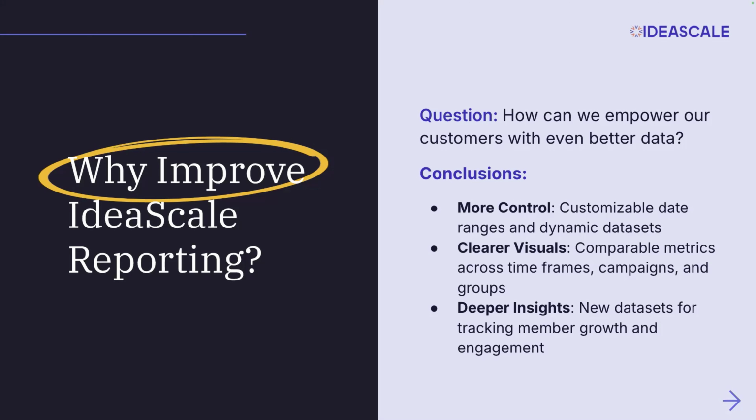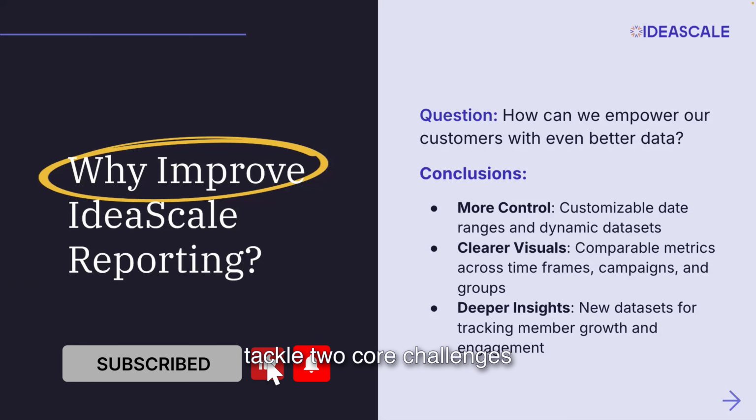So with that question in mind, we focused on gathering customer feedback. That feedback led us to some simple conclusions about what's required for our reporting tool. Firstly, more control. Users want customizable date ranges and dynamic data sets to review their data. Additionally, we need clearer visuals. We need to be able to compare metrics across campaigns and groups easily. This information needs to be clearly reflected in a visually pleasing chart. And finally, deeper insights. We need to access new data sets for tracking usage, member growth, and engagement to sufficiently analyze progress in IdeaScale. So this feedback led us to tackle two core challenges in our tool.